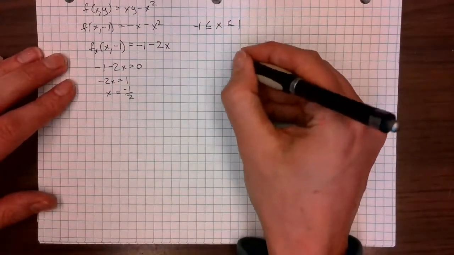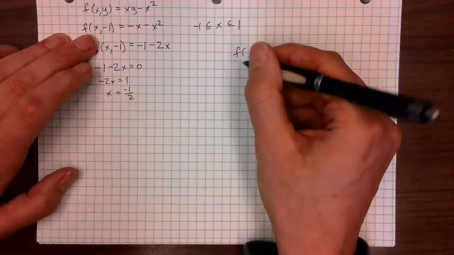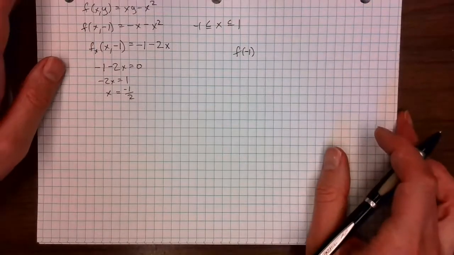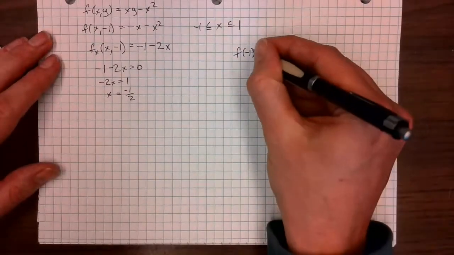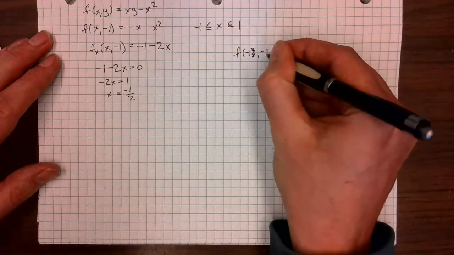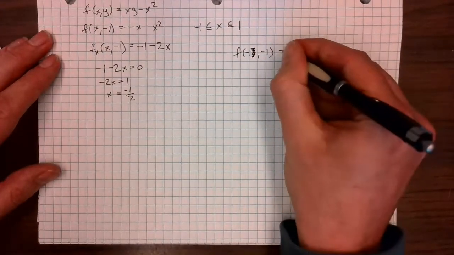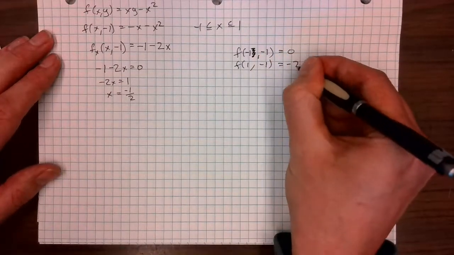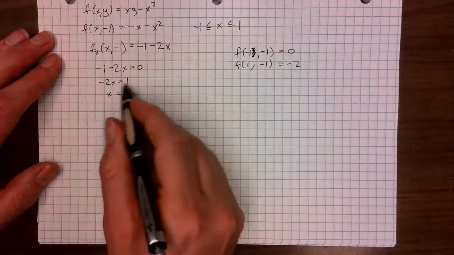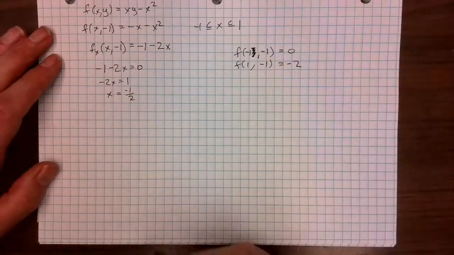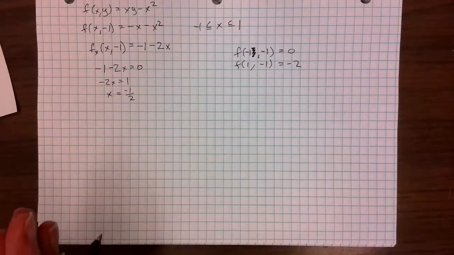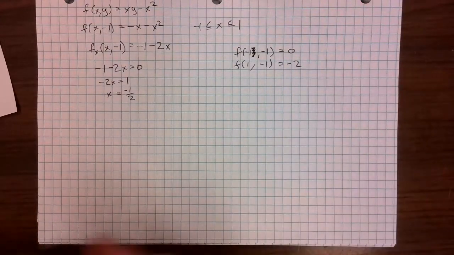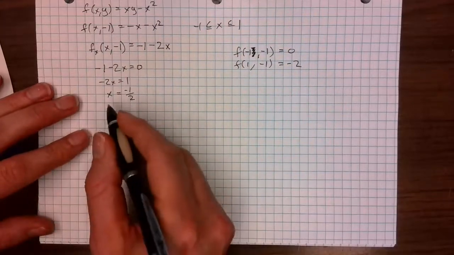I know that f at x equals -1, y equals -1 was 0, and f at 1, -1 was -2, right? So I just need to figure out what happens here. Basically I want to figure out the maxima and the minima. I just need to figure out the maximum and the minimum of those three numbers, right?